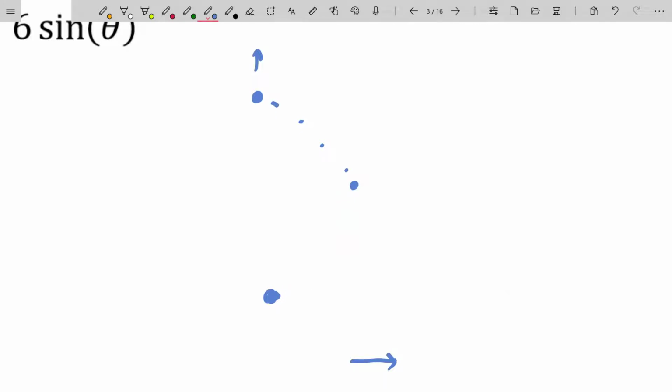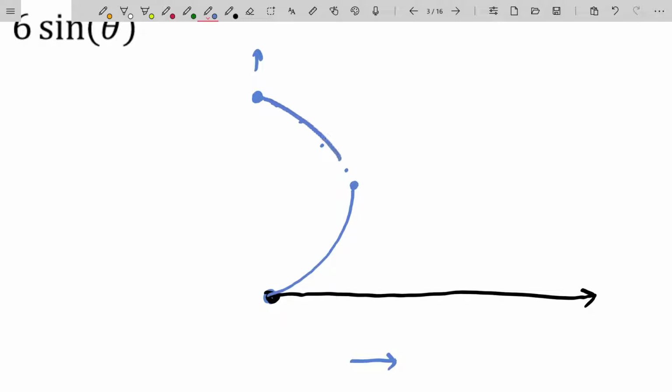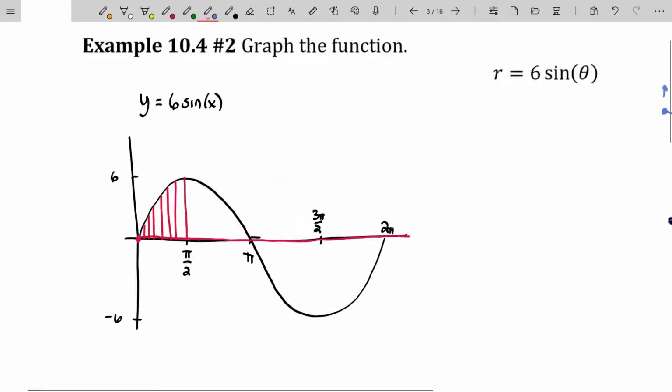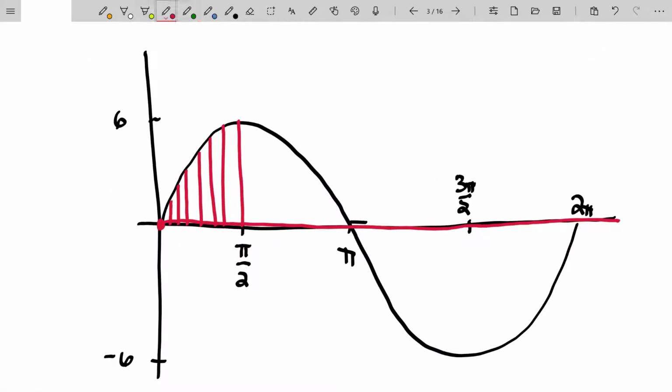Let me go ahead and make that nice and smooth. So just do this here and do this here. There we go. And then I go back and I continue with this statement, right?